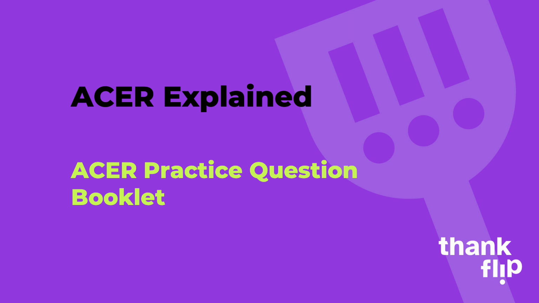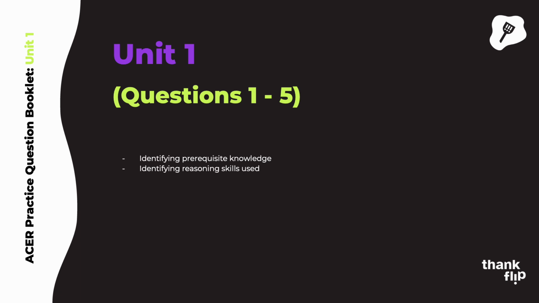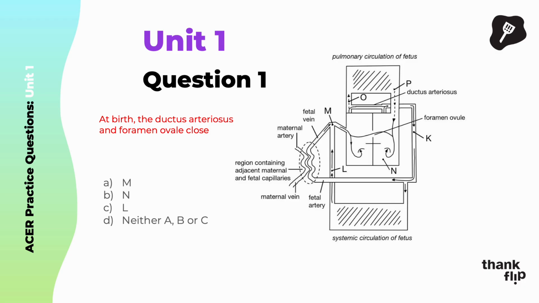Let's jump into it. So we're starting off with Unit 1, so that's questions 1 to 5. What I'm going to be doing throughout is identifying the prerequisite knowledge that you might need to answer these questions. I'm going to be identifying reasoning skills that you can use to answer these questions as well as outlining some of the bootcamp resources that could be helpful to develop these as well. So let's start off with Unit 1.